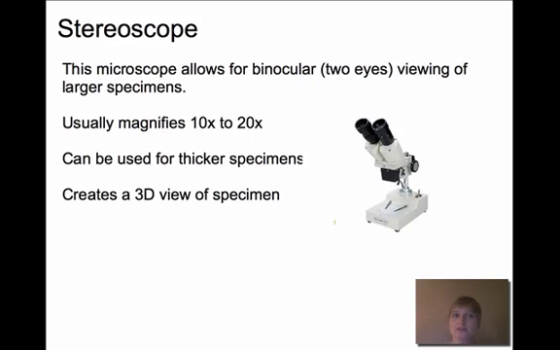We also have stereoscopes, and we'll be using these this year as well. This one you look in with two eyes, but it only magnifies about 10 to 20 times. And so we use this for larger objects. A lot of times, maybe when we're doing dissections and we have a larger piece of something, we're not going to make a microscope slide for it, but we will look at it under the stereoscope.